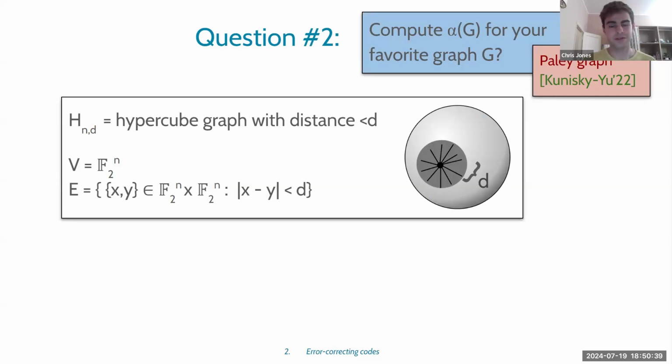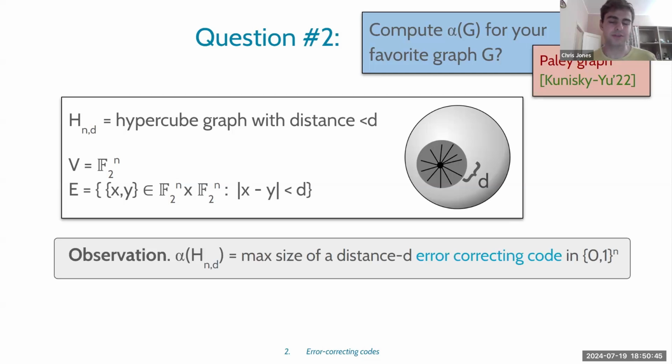Why is this graph interesting or useful? It turns out that the independence number is kind of a fundamental quantity. Here's an observation: the independence number is the maximum size of a distance d error correcting code in the hypercube. It's exactly to say that if you look at an independent set of vertices in this graph, they have pairwise distance at least d, and that's exactly the key definition in the theory of error correcting codes, that all points in the code must have pairwise distance at least d.